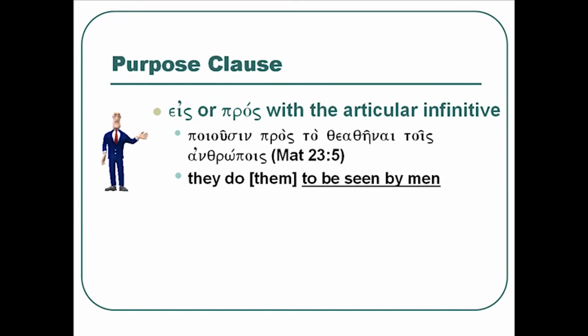So we have poiousin pros to theathenai tois anthropos. They do them. What is the purpose? What is the reason? Looking forward, what was their intention when they went to do these things? To be seen. Theathenai, to be seen, an infinitive form there with the pros to, with the preposition plus the article plus the infinitive, to be seen by tois anthropos, by men. Tells the intention and purpose and goal.